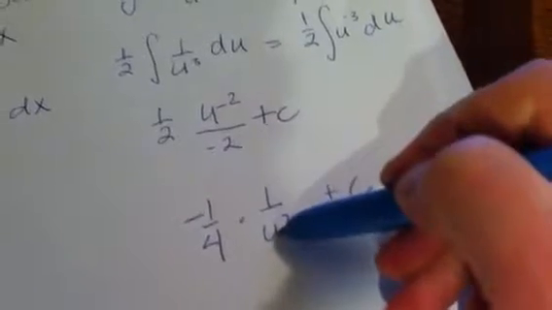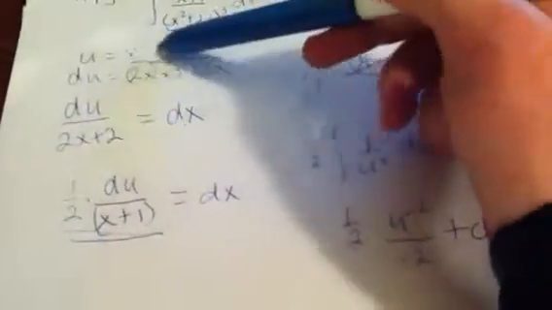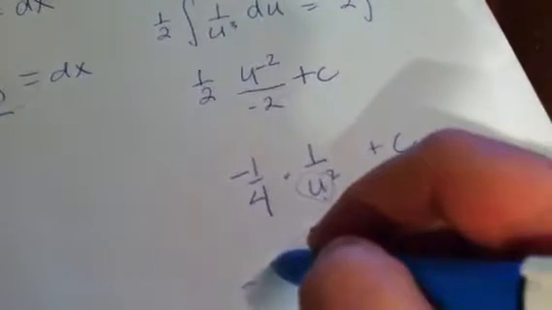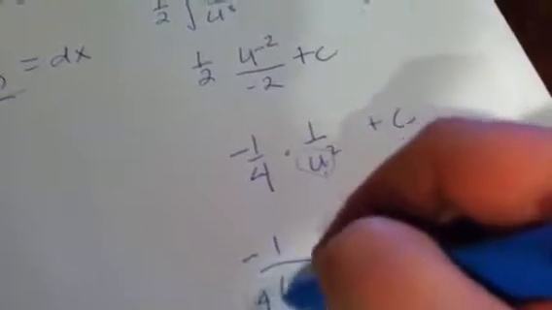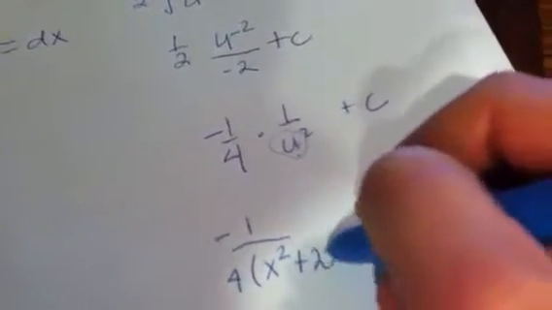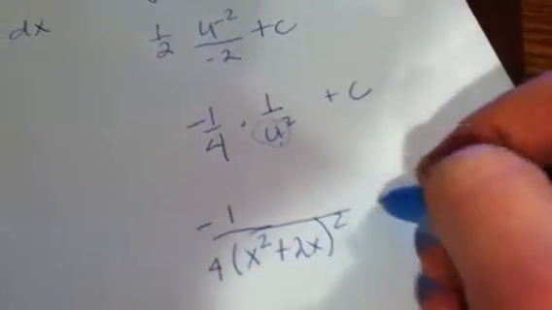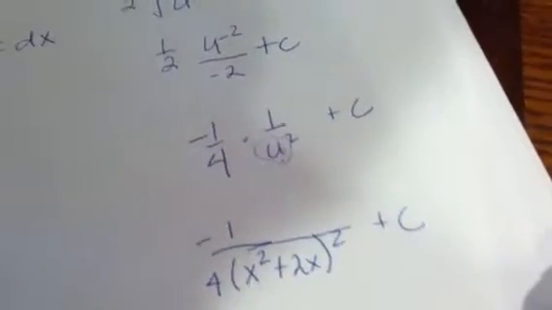But we don't really care about u. We want to resubstitute in for u, which we said here was x squared plus 2x. So we have negative 1 over 4 times x squared plus 2x squared, that's all in the denominator, plus c is our antiderivative.